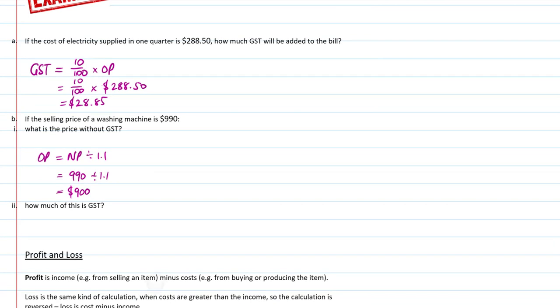How much of this is GST? Well, the GST in this case is 10% of the original price, or it's the new price minus the original price, which is $90. So there's a couple of ways to find the GST depending on the information that you have. So there's our GST.